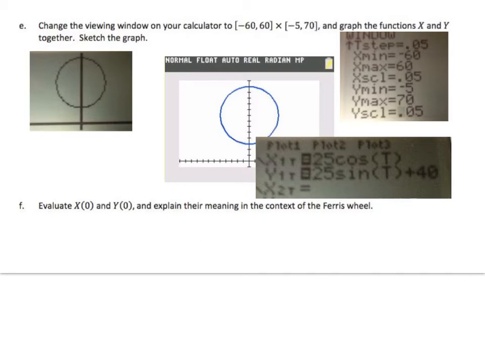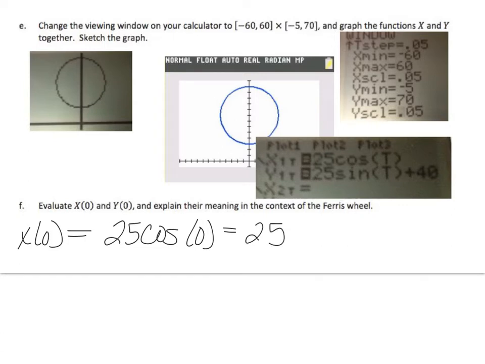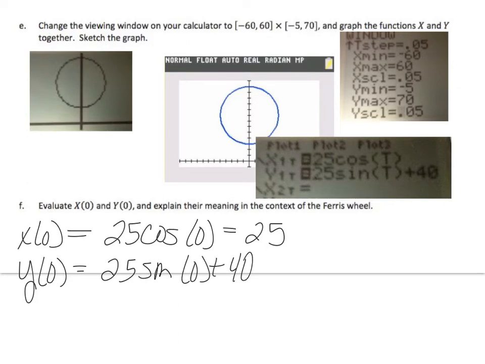Alright, evaluate x of 0 and y of 0 and explain their meaning in the context of the Ferris wheel. If we have x of 0, that's 25 cosine of 0. That gives us 25. That's our horizontal distance. And then y of 0, 25 sine of 0 plus 40 is 40, because that's our vertical distance. So when the wheel has not yet rotated, the co-height is 25 and the height is 40. This means the car is at the 3 o'clock position.